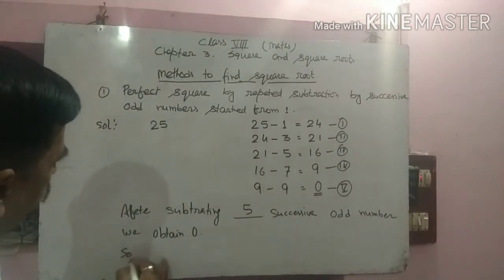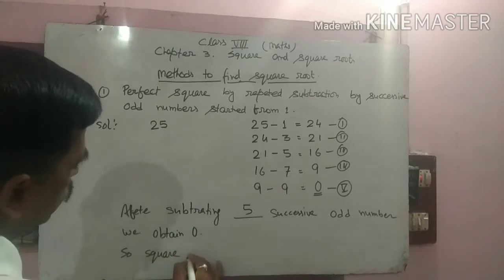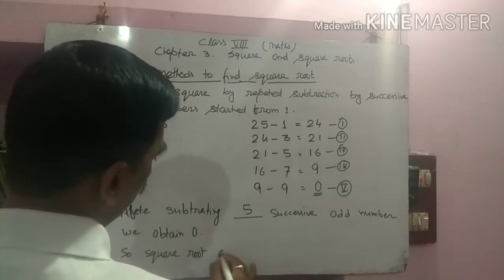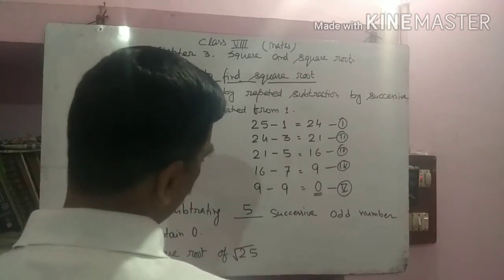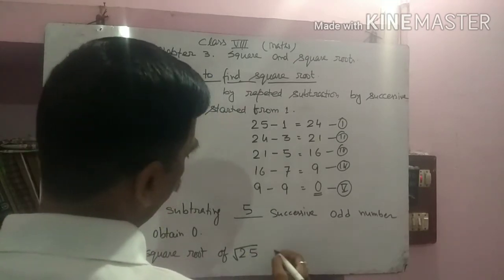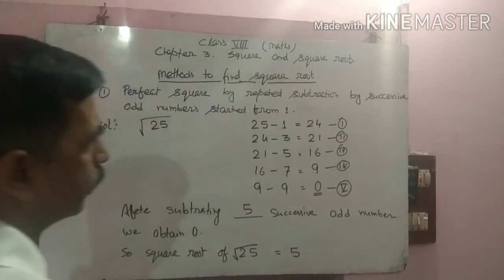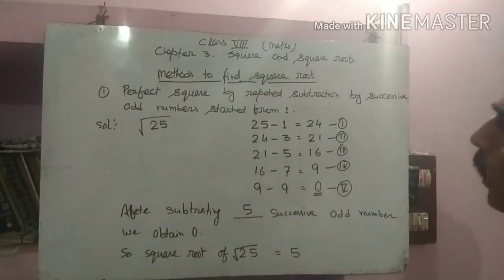So finally, what can you write? In case of square root, we write: square root of 25 is equal to 5. Write this one, and we'll discuss another method to find the square root of any perfect square.